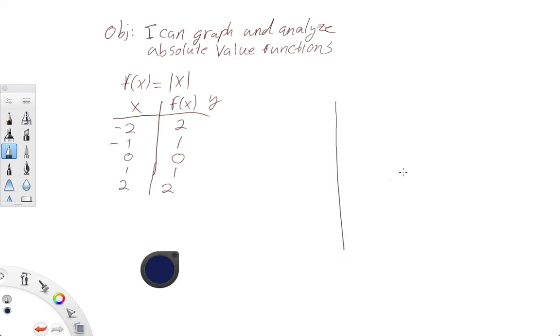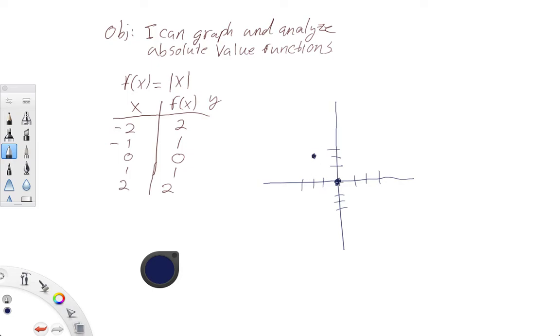so let's create a little axis here. If we were to graph this, start at our y-intercept, which is 0, 0, and let's just graph these points. So if x is -2, so maybe put some marks on here. Guess I only have to go up to 2. If x is -2, then y is +2. So we'd have a point right here.